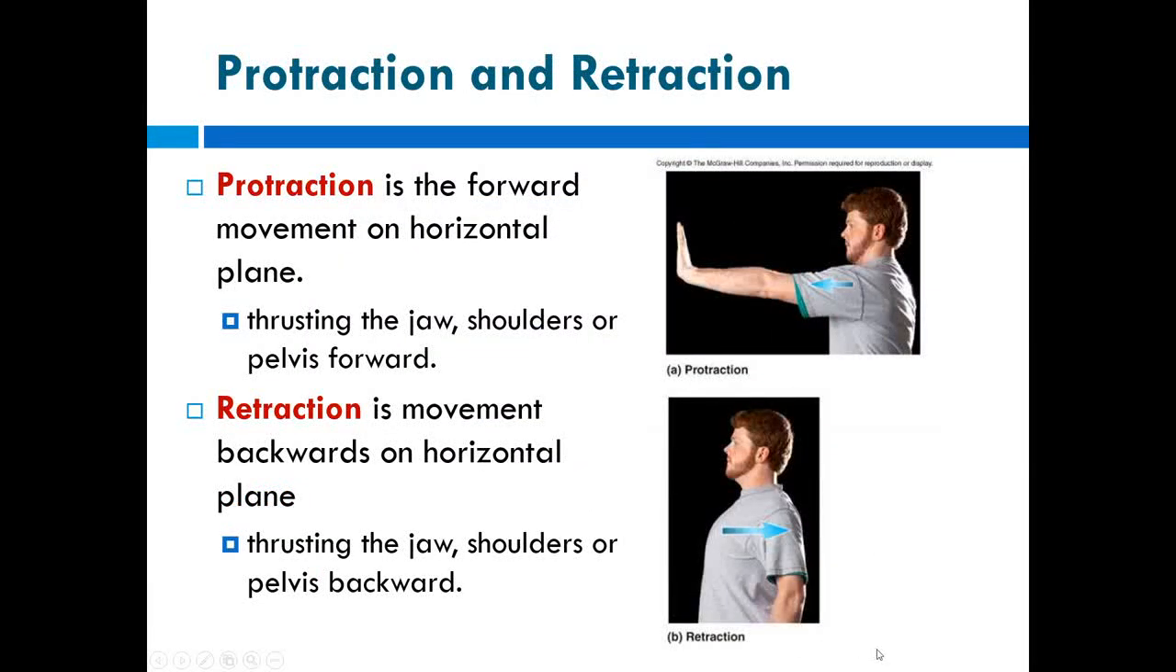Then protraction and the retraction. Protraction is the forward movement on the horizontal plane. We can see the shoulder joint. The person is pushing something forward on the horizontal plane. This is called the protraction.